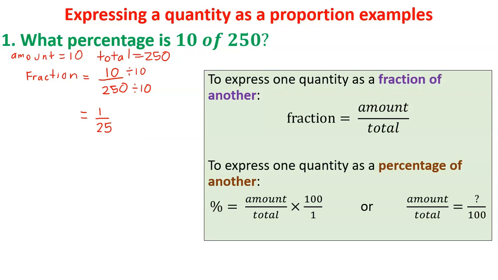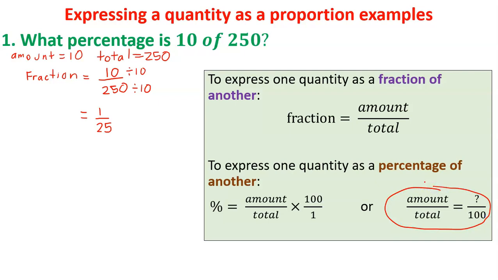But I haven't finished because it wants me to work out the percentage. So now I need to convert this fraction into the percentage. And the way that we do that, in this case, I can see that my denominator is 25. And because I know that 100 is a multiple of 25, it's quite easy for me to create an equivalent fraction.